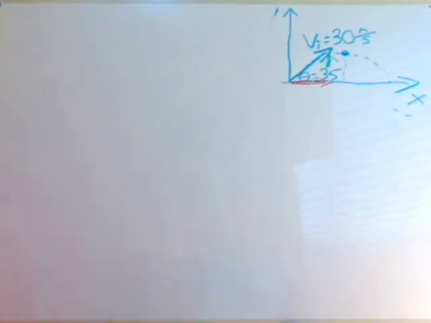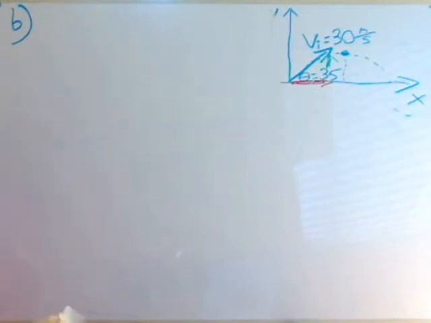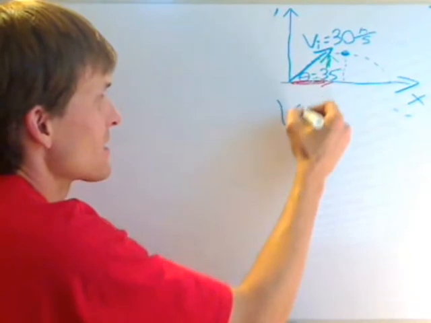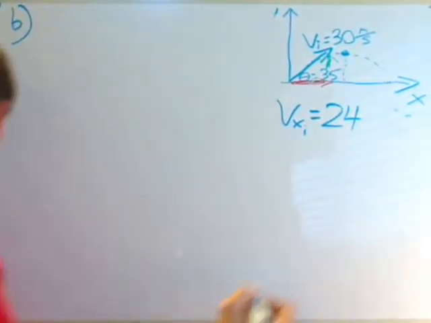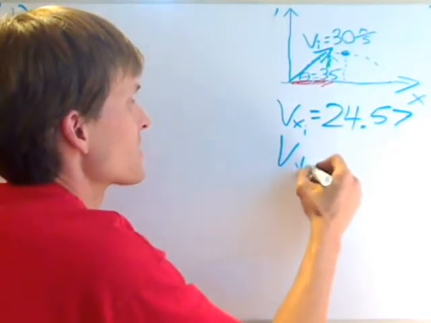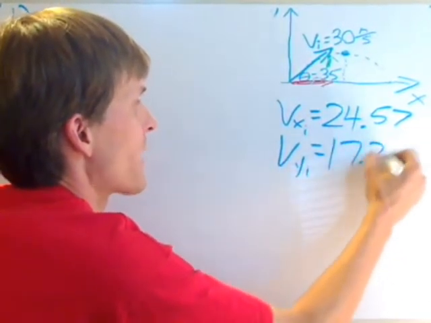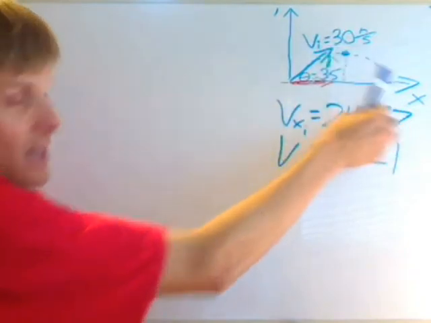Okay, so part B then, we need to figure out how long that projectile is in the air. I erased our initial x and y velocities. The x was 24.57, and the y initial was 17.21 meters per second. We don't want to forget those. Now, in part B, we want to know how long it is in the air.